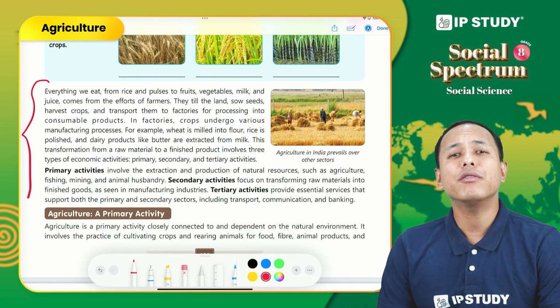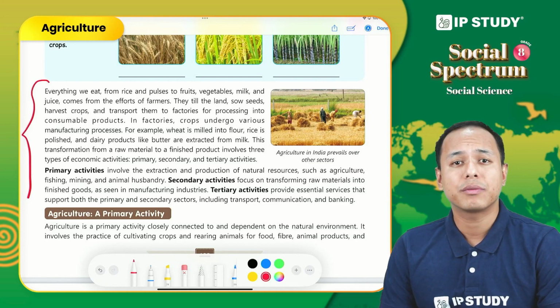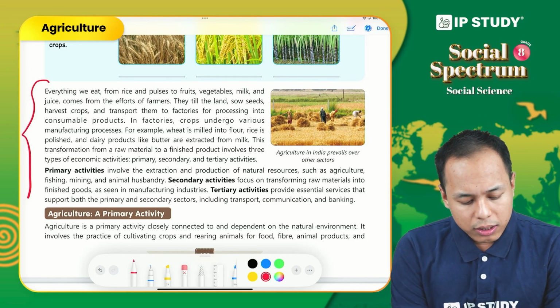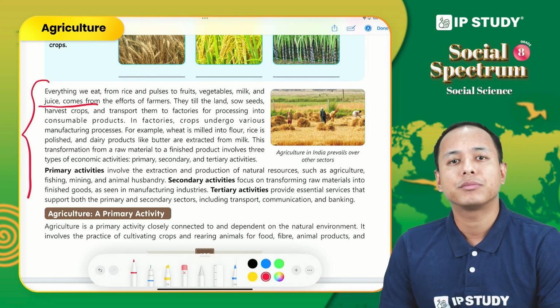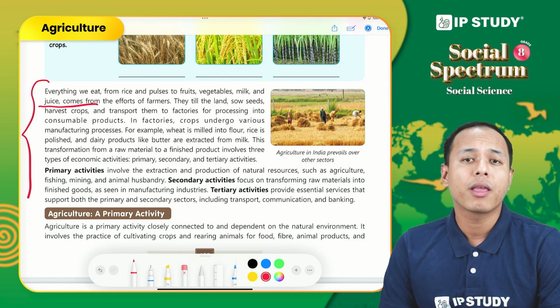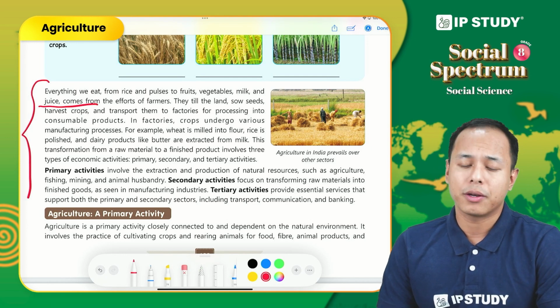So everything we eat, be it rice, pulses, vegetables, fruits, all these things come from the efforts of the farmers. So we can say that it is the farmers who put food on our table. Okay, so what do farmers do?